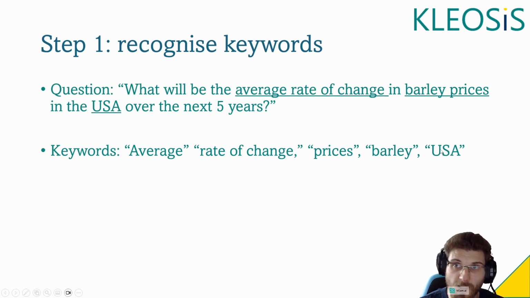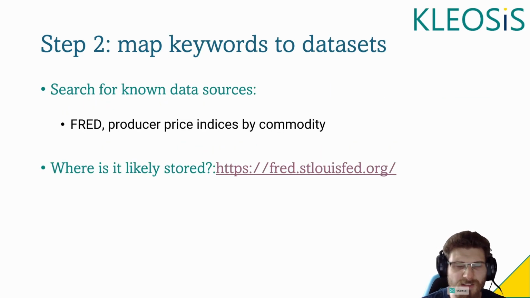So I want data from America that describes barley prices. I want data that is published in such a way that I can calculate a rate of change or an average rate of change. And for me, that means the data that I want is very obvious. Based on experience, I know that the Federal Reserve Economic Data has a series called Producer Price Indices by Commodity for barley prices specifically. So that's the data I want. What we just went through was how I map what I know of available data to the data I need. And this comes with experience.